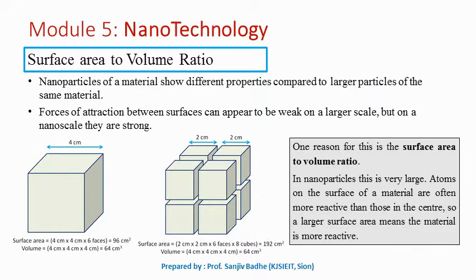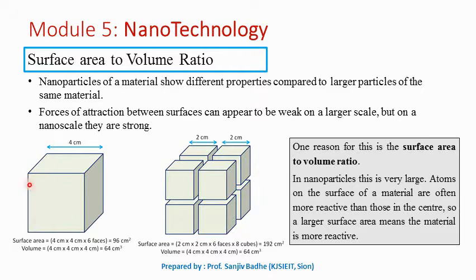One of the important reasons why the properties change when the materials are reduced to the nanoscale is surface area to volume ratio. Surface area to volume ratio will increase if the size of the particles is reduced, and in nanomaterials, nanoparticles, this surface area to volume ratio is very large. Now here is an example.